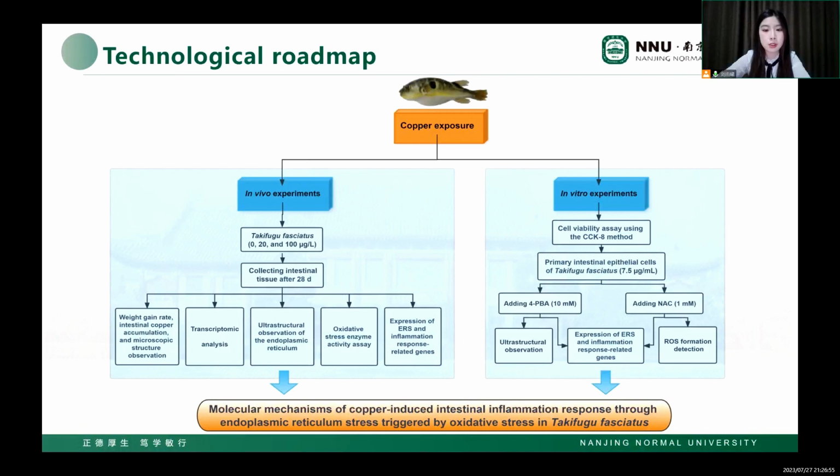For the in vitro experiments, we cultured the primary intestinal cells of T. fasciatus and used the CCK8 assay to determine cell viability under different concentrations of copper exposure. And in order to explore the relationship between oxidative stress, ERS, and inflammation responses under copper exposure, we added an ERS inhibitor, 4-PBA, and a ROS inhibitor, NAC, to treat the cells for 24 hours for subsequent studies.